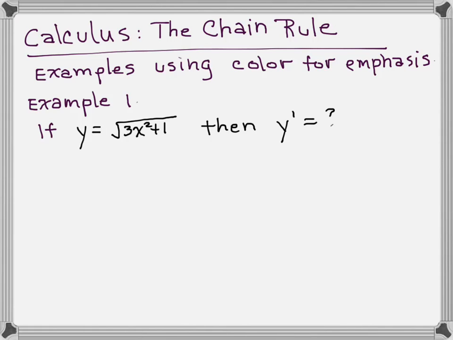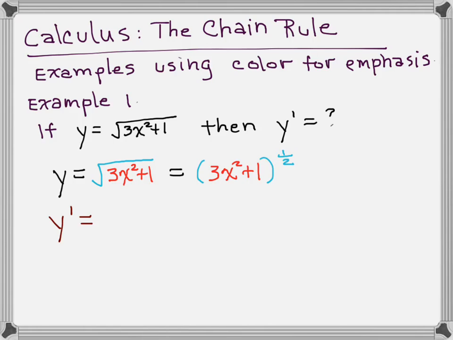So the first example is a composition of two functions. The outer function is the square root and the inner function is the polynomial. So we'll write it in exponent notation because that's easier to take the derivative. And now we're just going to take the derivatives. So we start with the derivative of the outer function, 1/2 times something to the negative 1/2. That something doesn't change, but then we multiply it by the derivative of the inner function.